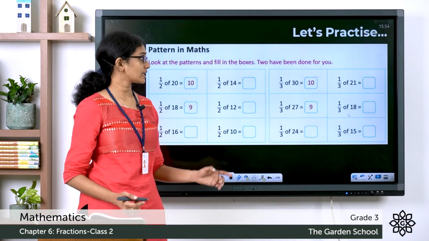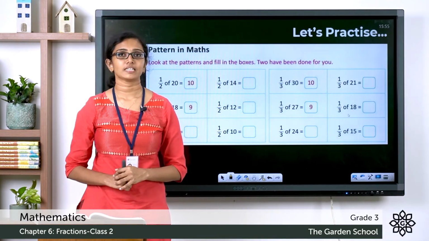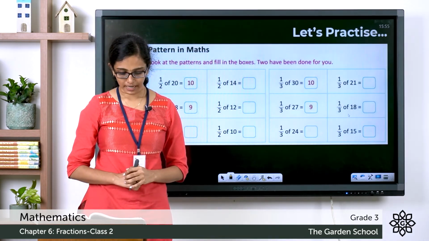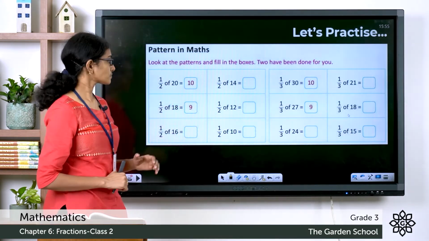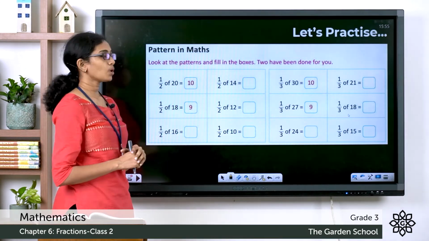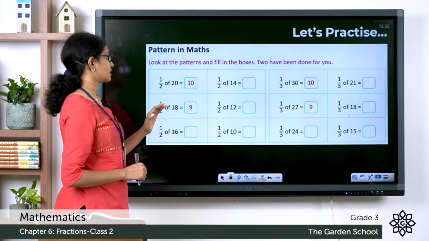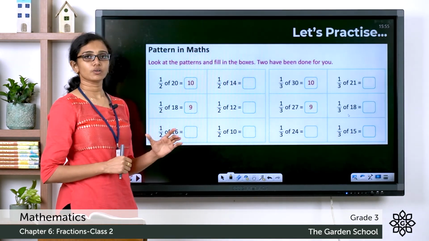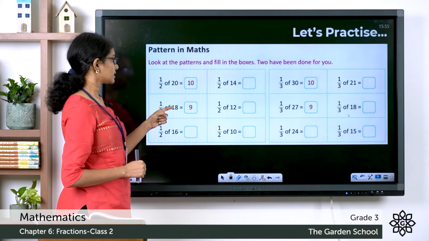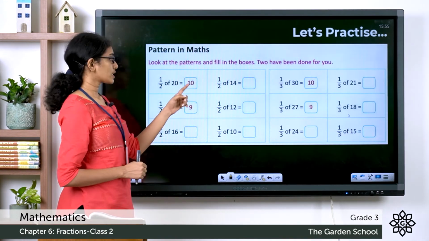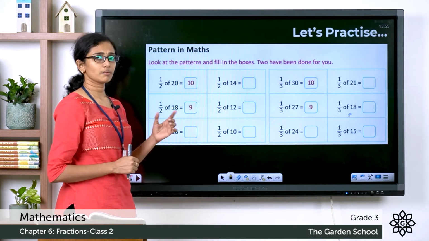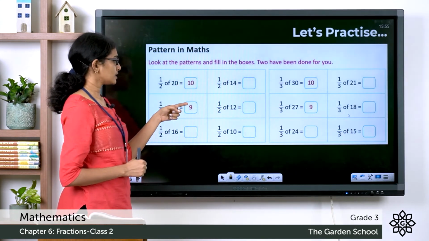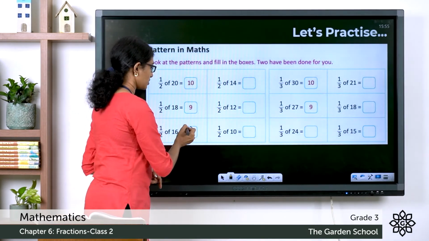And below that, you can see this question, pattern in maths. Look at the patterns and fill in the boxes. 2 have been done for you. See, 1 by 2 of 20 is equal to 10. 1 by 2 of 18 is equal to 9. Here, the numbers reduced by 2, whereas here, the numbers reduced by 1. So, what should be the number here? It should be 10, 9, 8 here, right?